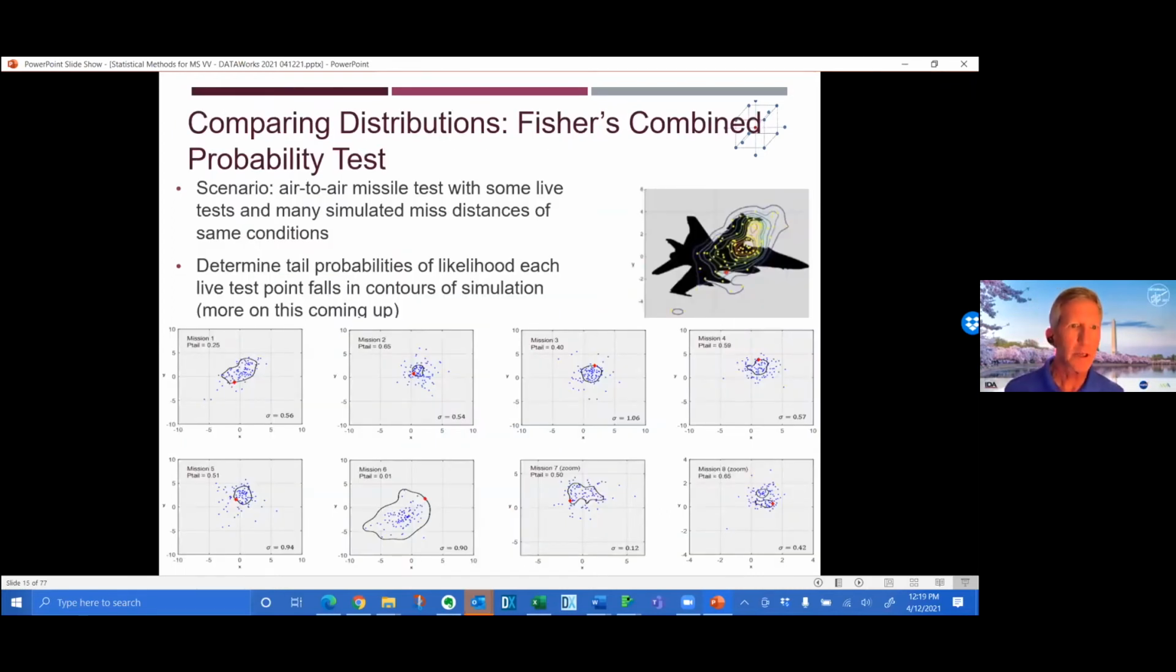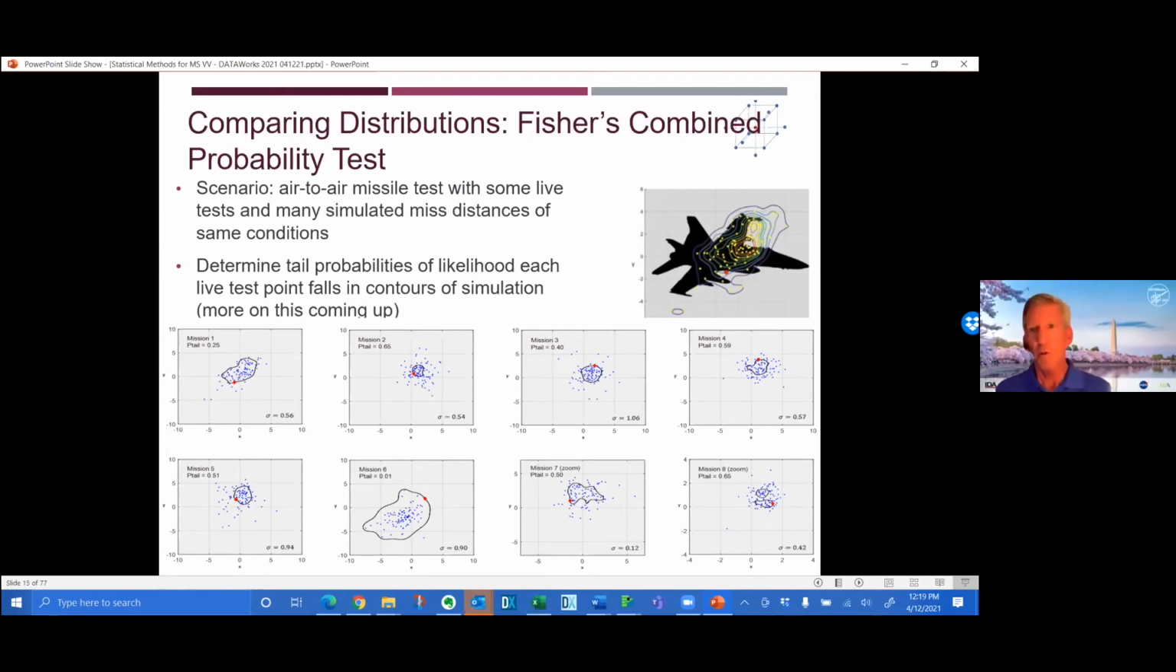And then one that's also quite commonly used in modeling and simulation, which is sort of a combination to some extent of the equivalence test and the KS test here, is Fisher's combined probability test, where we're going to look at test by test, test point by test point, that we get out of live testing, which usually is very, very expensive. You show an aircraft there trying to hit an air target, and maybe some end game kind of flyouts of missiles for a given geometry of that missile close to the target.